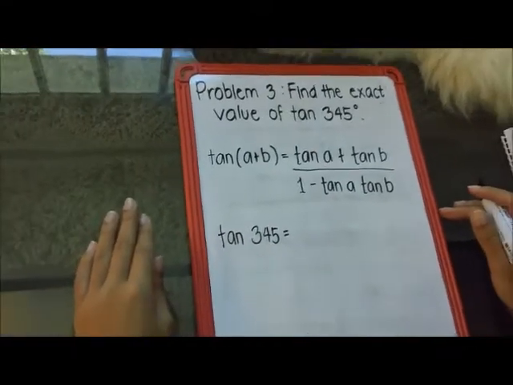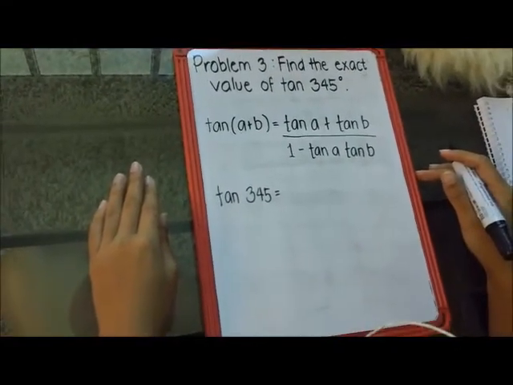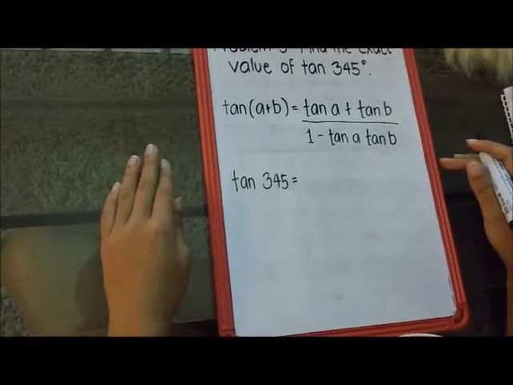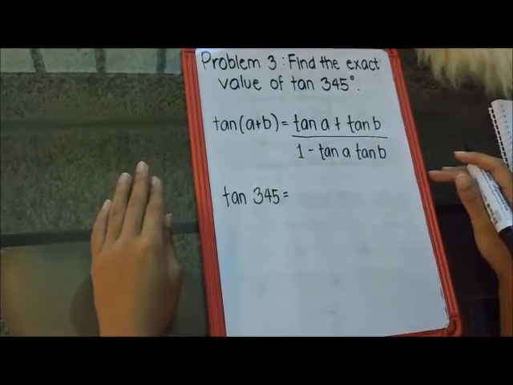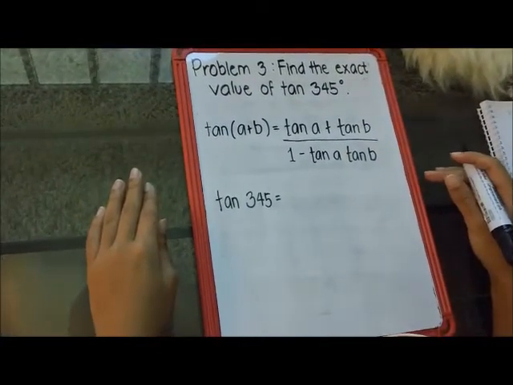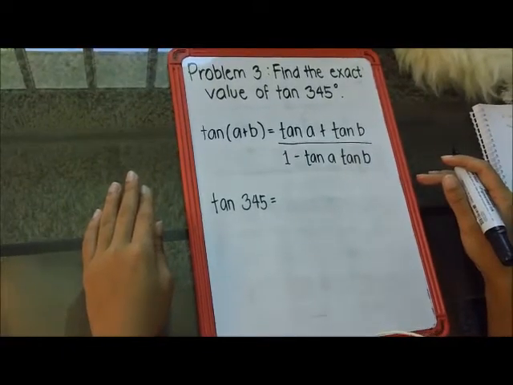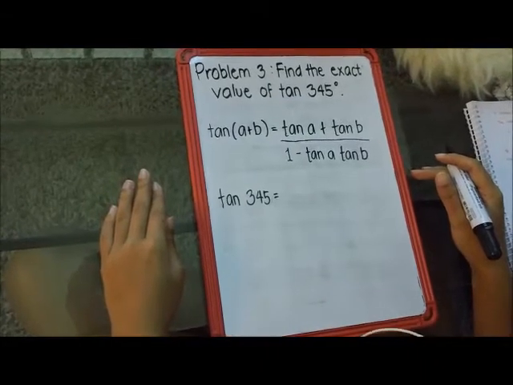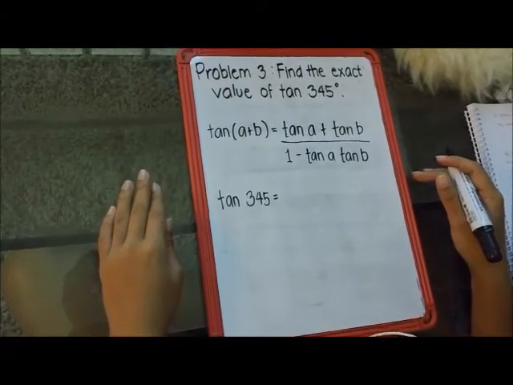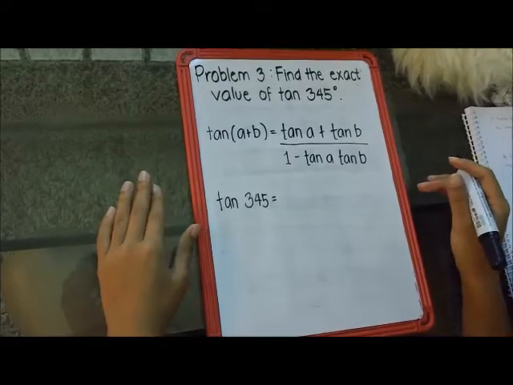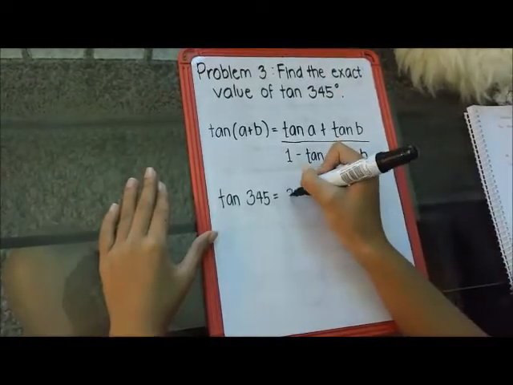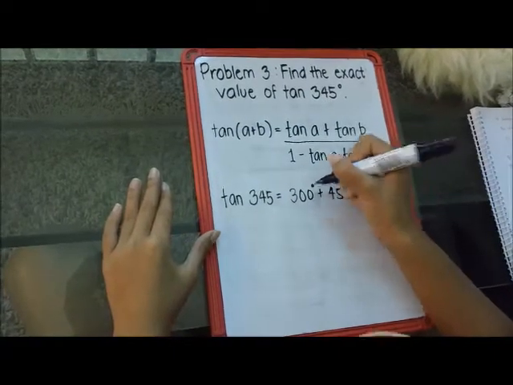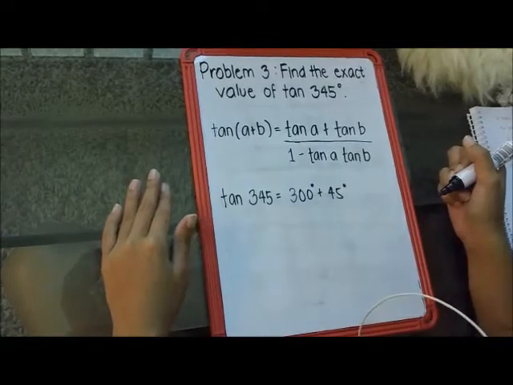We find the exact value of tangent 345. The general formula for the sum identity for tangent is tangent of quantity A plus B equals tangent A plus tangent B over 1 minus tangent A tangent B. Next, we have to look for two special angles that would give either the sum or difference of 345. We can use the special angles 300 and 45. So we have tangent 345 equals tangent of 300 plus 45.